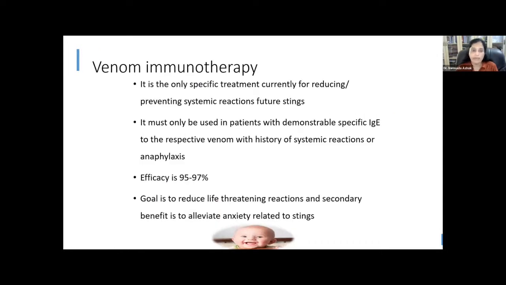Venom immunotherapy, I'm very sure immunotherapy will be discussed in the lectures. But here, immunotherapy in venom allergy is very significant because the efficacy is about 95 to 97%, and it is the only specific treatment currently for reducing and preventing systemic reaction. It is used, as I said, in patients with demonstrable specific IgE with a history of systemic reaction and anaphylaxis, and a heavy risk of future reaction. The goal is to reduce life-threatening reactions, and a secondary benefit is to alleviate anxiety related to the same.